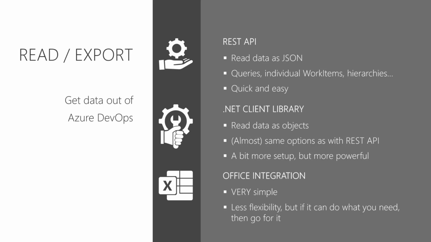The second option that we looked into is the .NET Client library, which allows us to read data as objects. So we have a typed language here. We have more comfort. We have more options than with the REST API, in the sense that we're now in a typed language, and there are just more possibilities there. It is a bit behind the REST API, so the preview stuff and the early adoption stuff is coming to the REST API first, and only then to the .NET Client library.